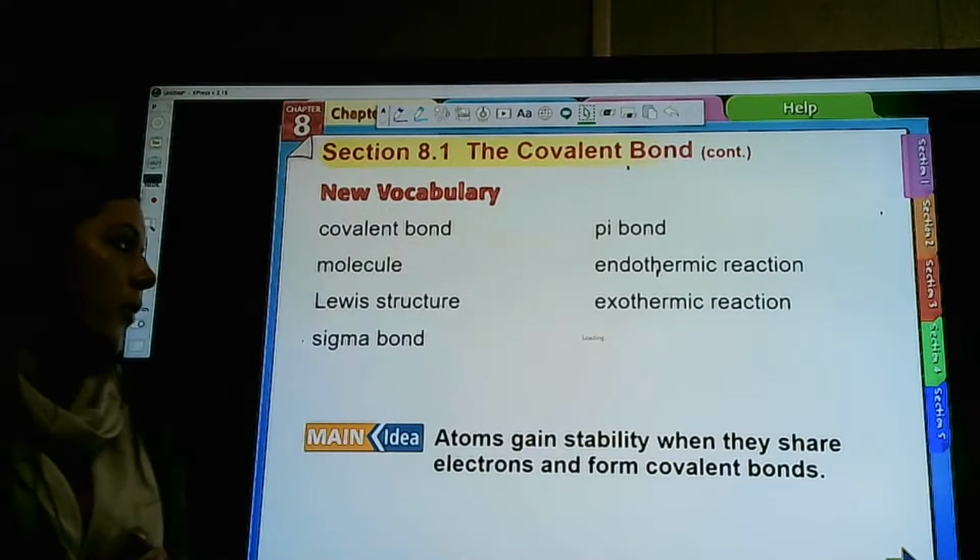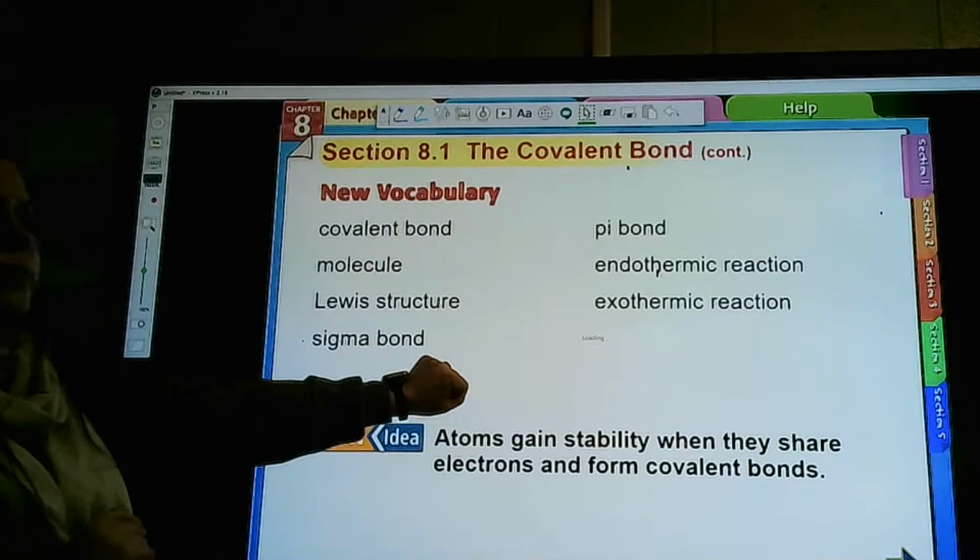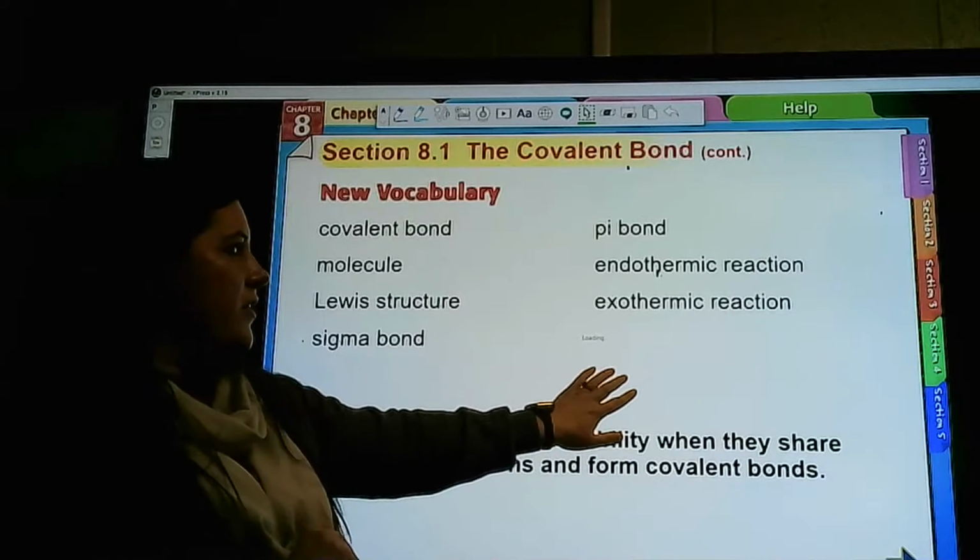Okay, so what we're going to talk about again, we're introducing the idea of covalent bonds today.